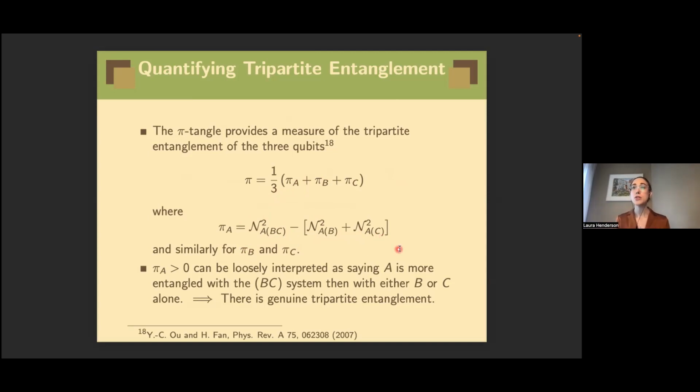We can interpret these quantities loosely by saying that if you have tripartite entanglement, that means that A is more entangled with the BC subsystem than with B and C alone. So basically, this tripartite entanglement can't be explained by the bipartite entanglement, the two-party entanglement.